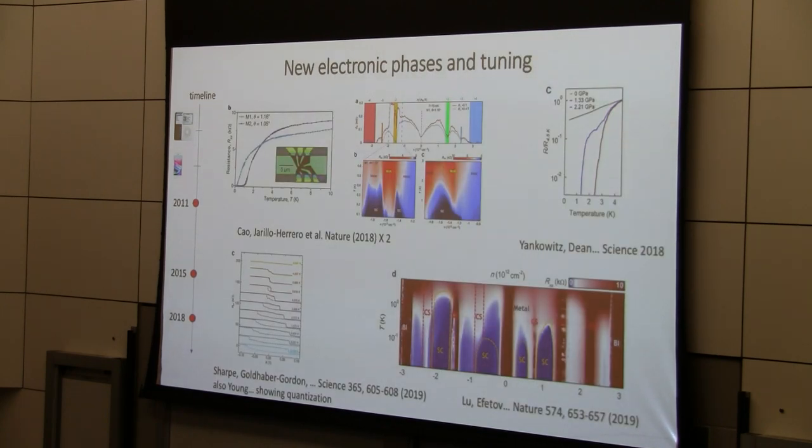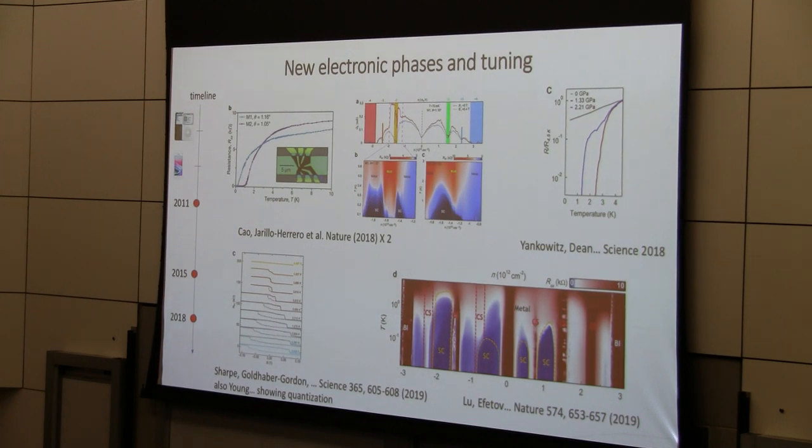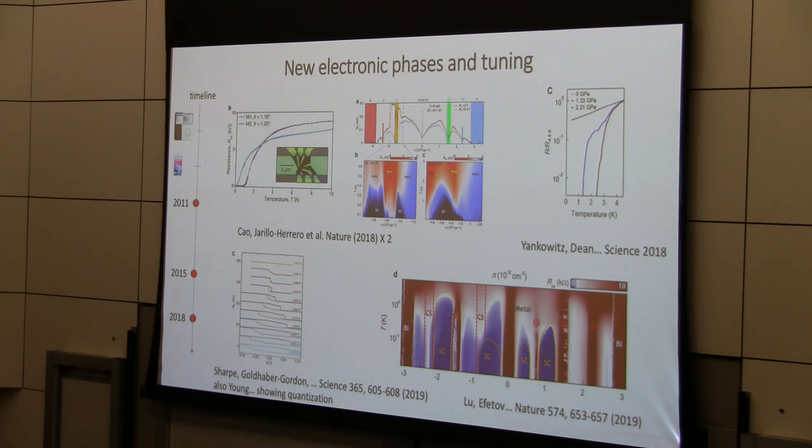The next real advance in this was in 2018. This is a group of Pablo Jarillo-Herrero at MIT, where basically they stuck with it. They just kept doing this till a sample worked. And when they made a sample at this magic angle that Alan MacDonald had predicted, voila, this sample turned out to be a superconductor. People have been searching for superconductivity in graphene for a long, long time, and he made it happen.